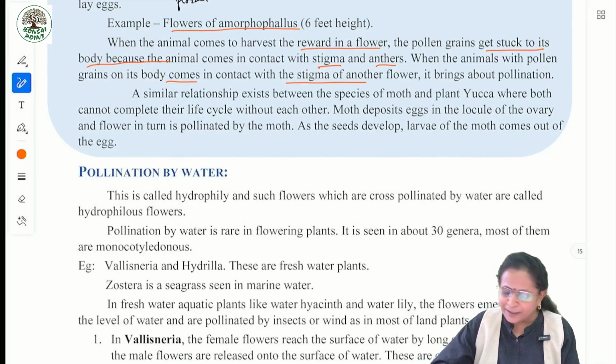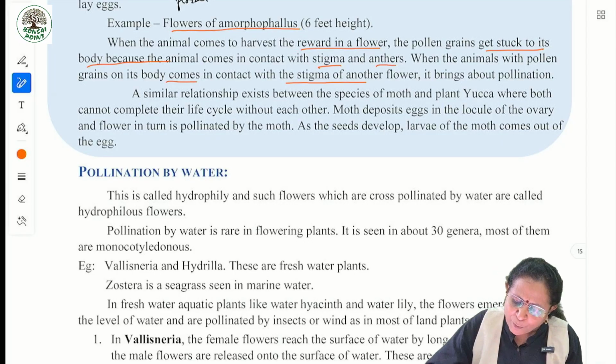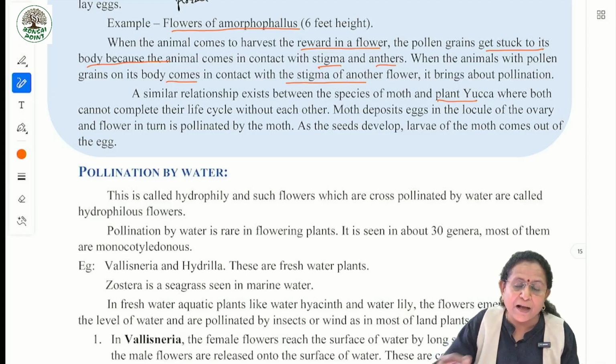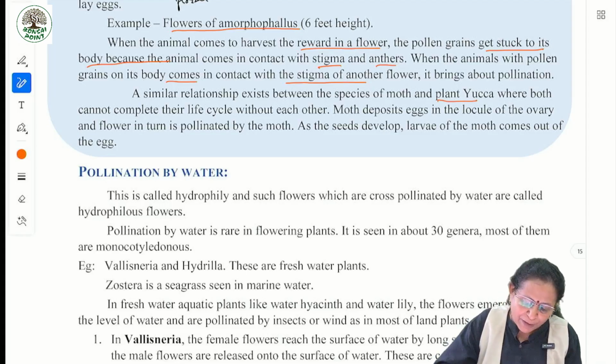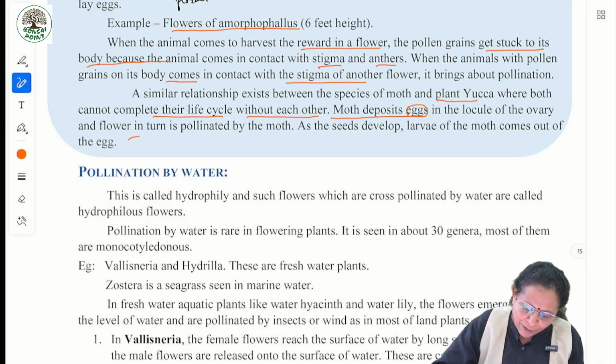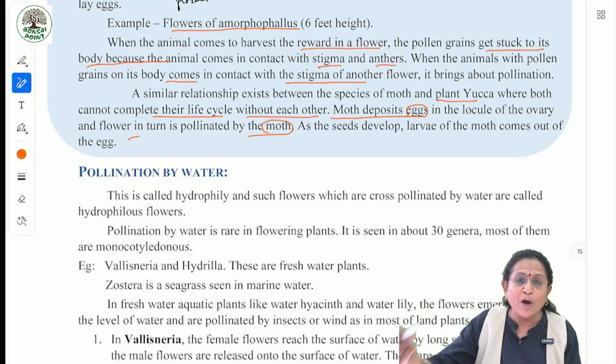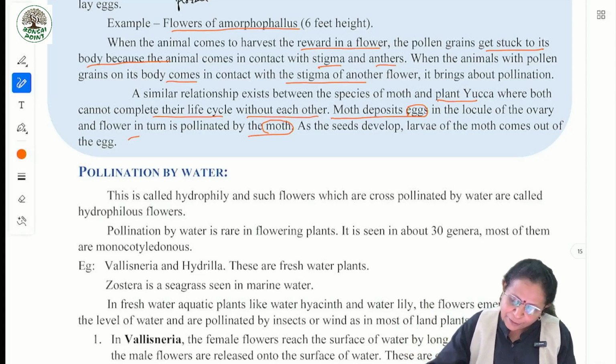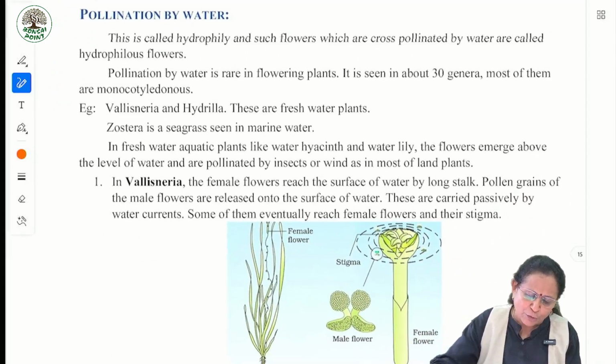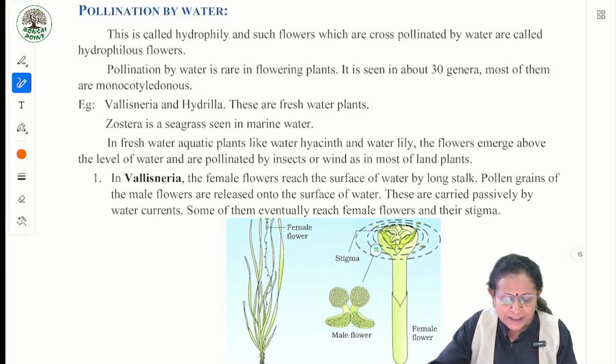A similar relationship exists between the species of moth and plant yucca. NEET question and 1 mark, where both cannot complete their life cycle without each other. Moth deposits eggs in the locule of the ovary, and the flower in turn is pollinated by moth. As the seeds develop, larvae of the moth come out of the egg. Okay? Yes, passing on to the next topic, that is pollination by water.